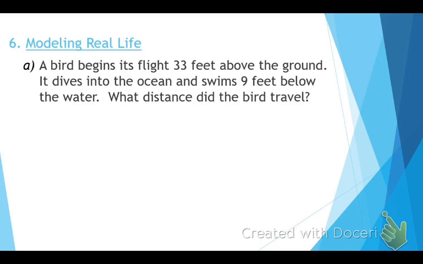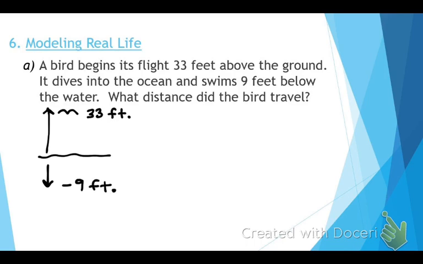Modeling real life. A bird begins its flight 33 feet above the ground. Okay, so let's just imagine his flight is happening up here at 33 feet. A lot of time visual pictures can help you. Then it decides to dive underneath the water. How far? 9. If it goes underneath, is it positive or negative? Negative. So this is -9 feet.